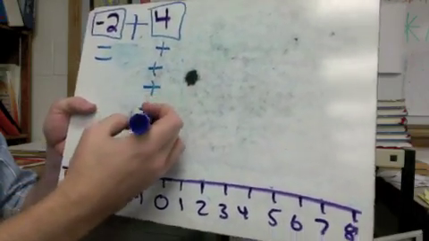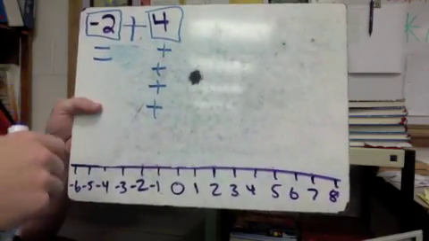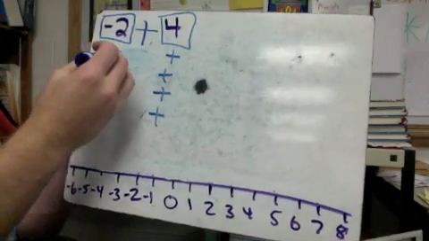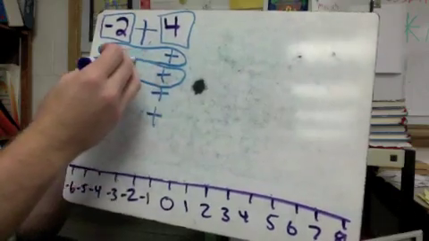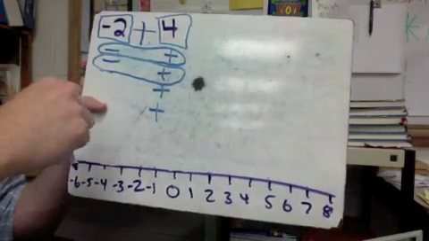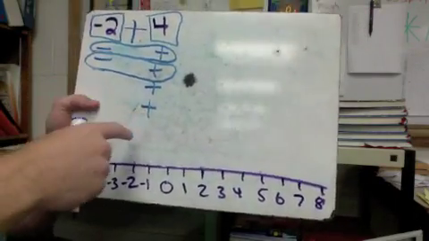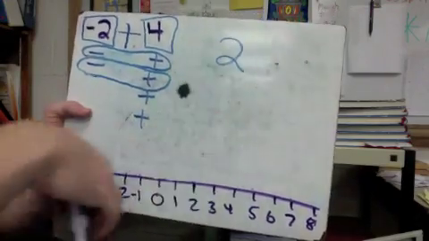4 positives. I want to make my group of positive and negative in order to cancel it out and make a 0. Okay? Perfect. Those two cancel out. I just have to look and see what I have left. I've got 2 positives, so my answer is +2.